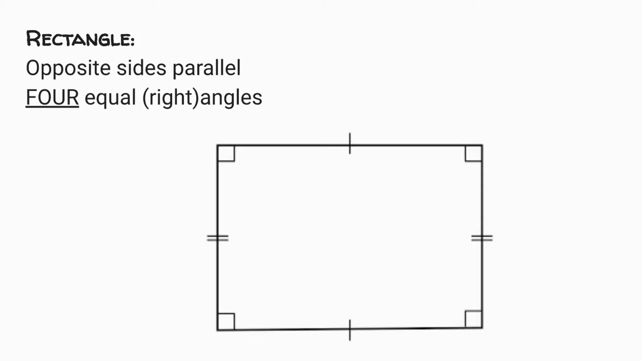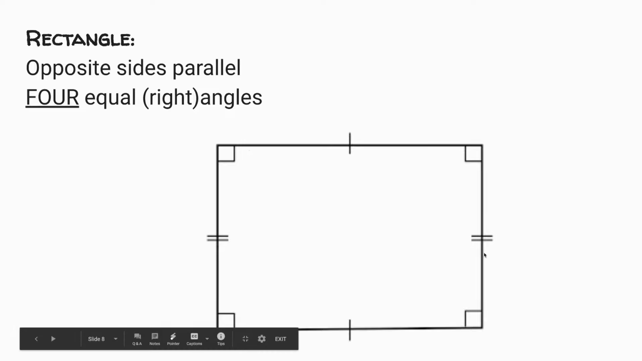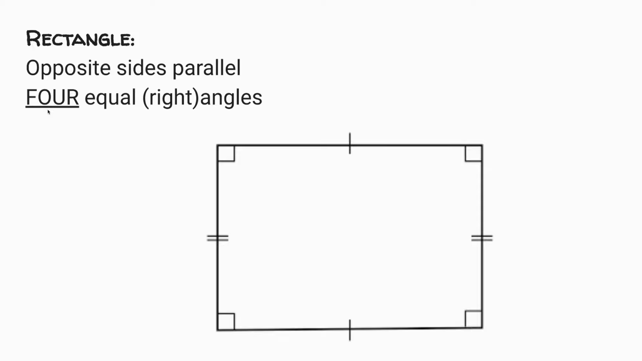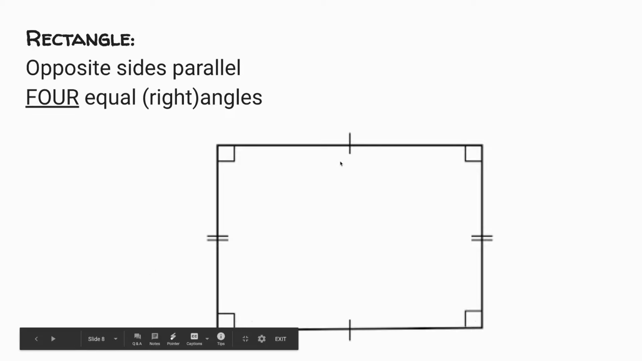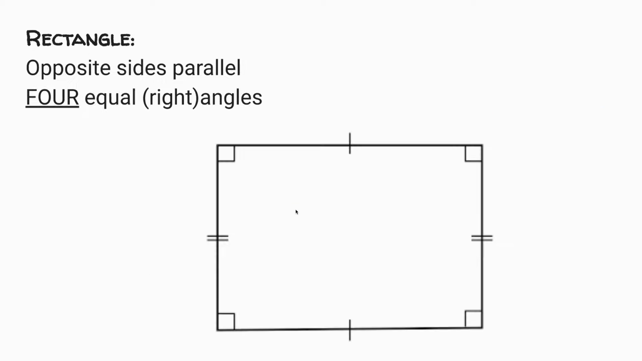I like this picture for the rectangle because it shows pretty much everything that we were talking about a little bit here. Opposite sides are parallel. So this side here is parallel down with this side. This side here is parallel with that side. And four equal right angles. Right angle, right angle, right angle, right angle. We can see in rectangles that this side is equivalent to that side is equivalent to that side. So that is our details for that.